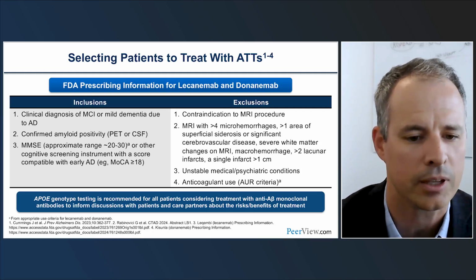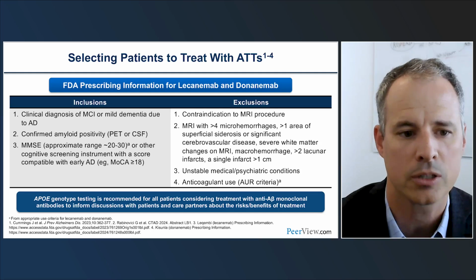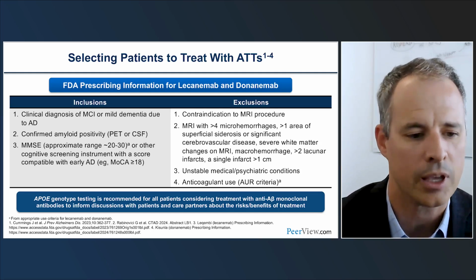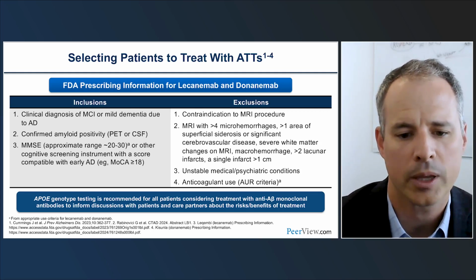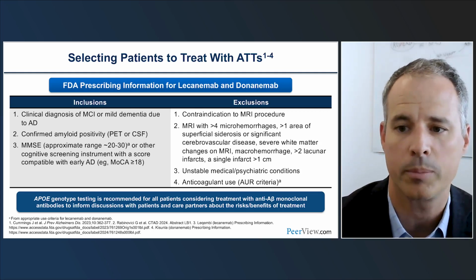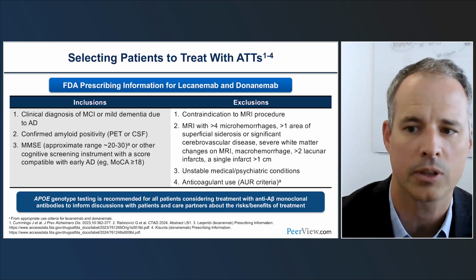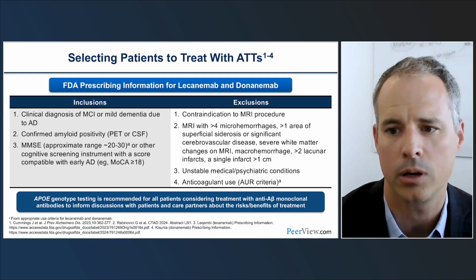APOE4 genotype testing is recommended for all patients, both by the FDA and the appropriate use criteria, and is really important for informing discussions with patients about their risk-benefit of treatment, which is something we'll discuss in more detail as we go along.